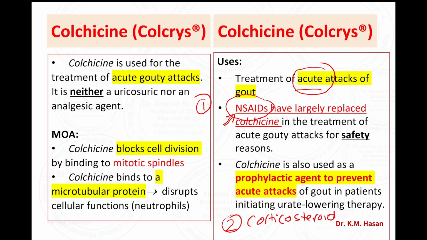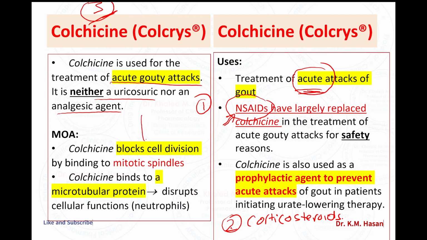So corticosteroid will be number 2. Number 3 will be colchicine. So we have 3 medications for acute gouty attack: NSAID number 1, corticosteroid number 2, and colchicine number 3. Colchicine is used for acute gouty attack. It's neither a uricosuric nor an analgesic.